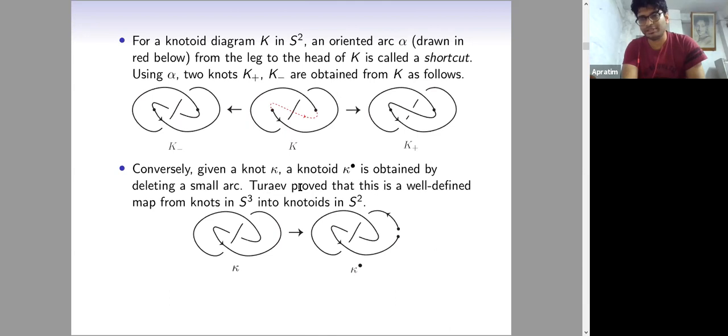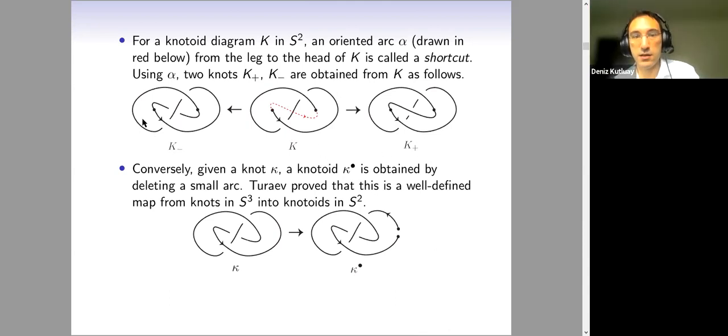So Deniz, I have a question. Yep. So in R2, these two knots are different, right? For example, K minus is trefoil and K plus is alpha. Yes, these two are two different knots.